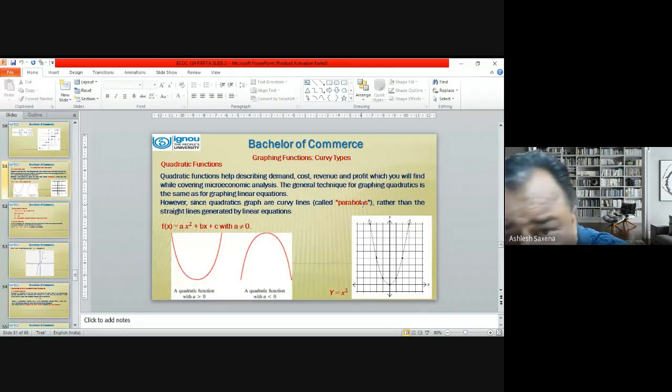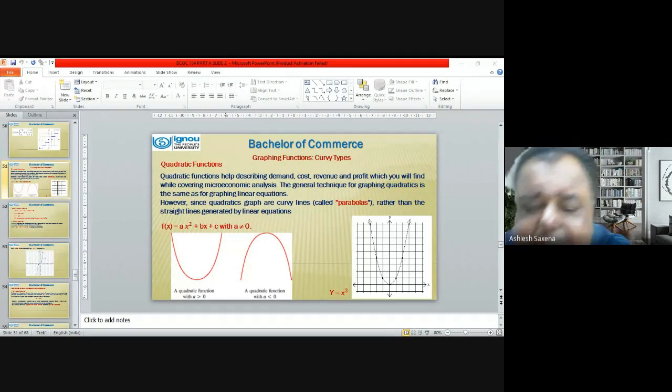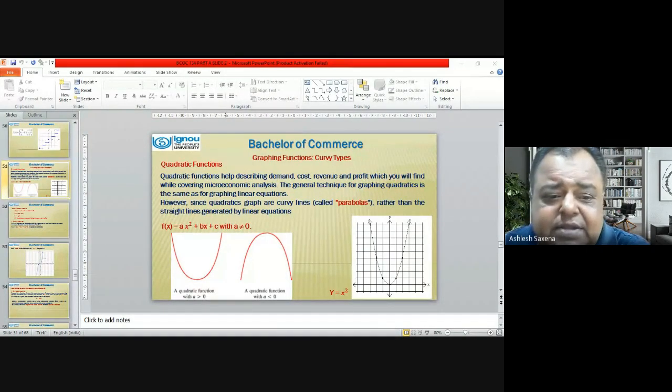Then comes the graph of functions which have curvy type graphs. The basic first one is the quadratic function. If you remember, a quadratic function is denoted by ax squared plus bx plus c. ax squared plus bx plus c is a quadratic function.